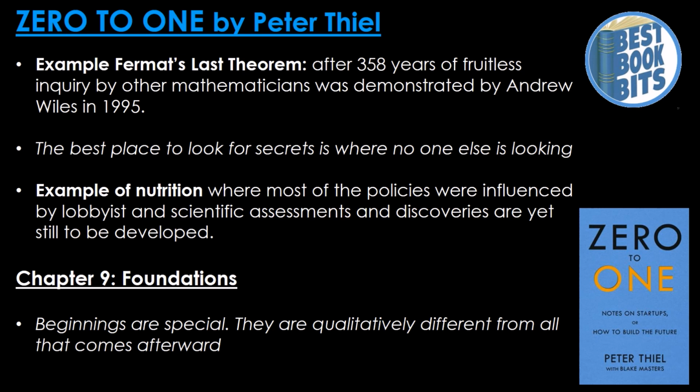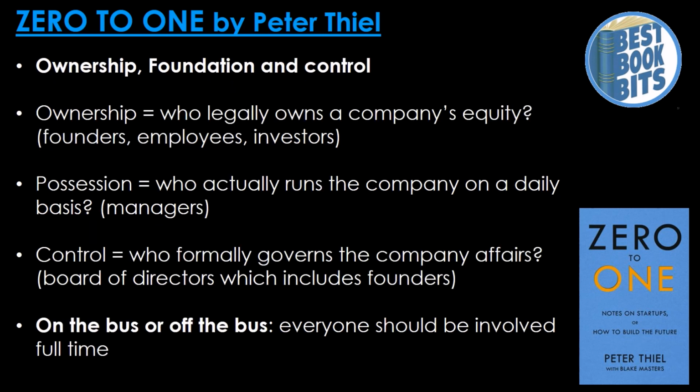Beginnings are special. They are qualitatively different from all that comes afterward. Ownership, possession, and control. Ownership equals who legally owns the company: equity, founders, employees, investors. Possession equals who actually runs the company on a daily basis, managers. And control, who formally governs the company's affairs: the board of directors, which includes founders.